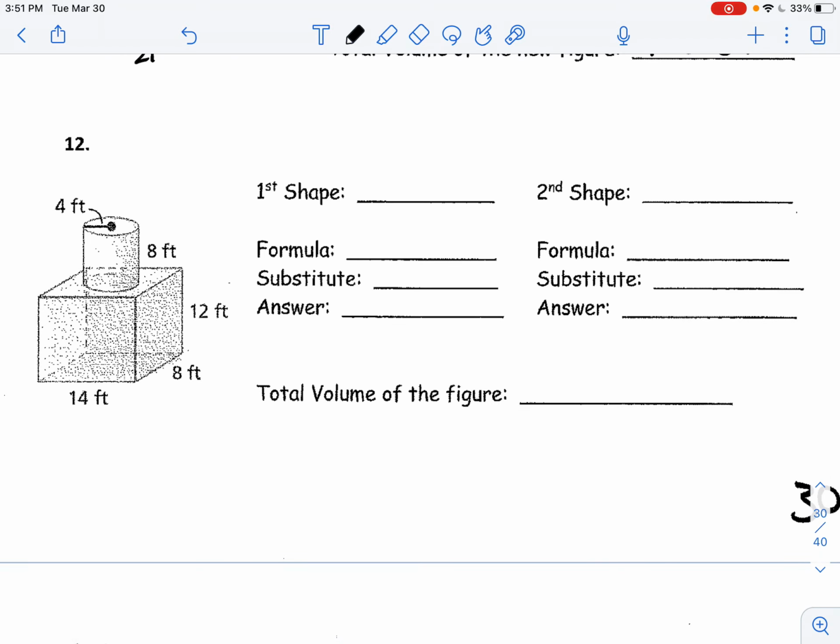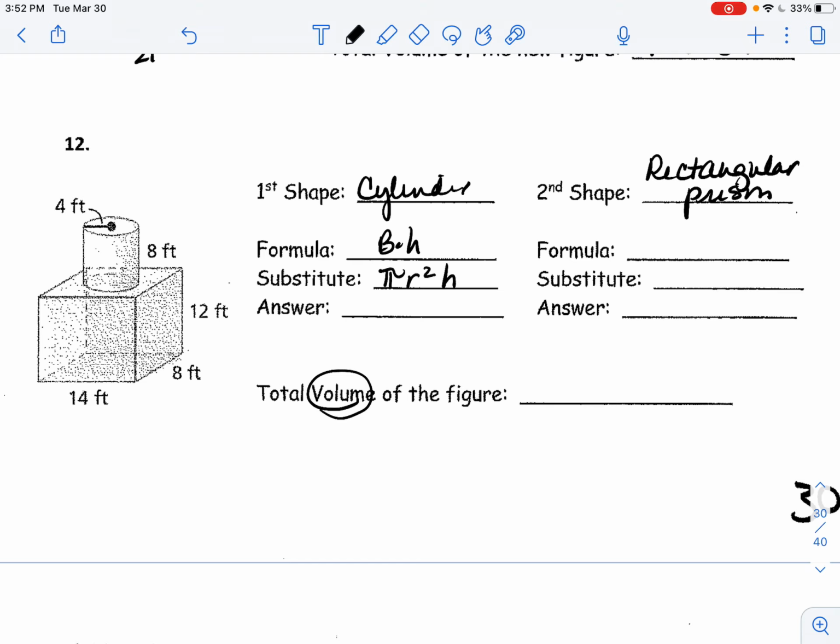And our last figure, looks like we have a toilet paper roll, or a cylinder, on top of a box or a rectangular prism. Okay, so a cylinder, and we're trying to find total volume, is base times height. And the base is a circle, so that's pi r squared times h. So pi times the radius is 4. Well, that would be a really large toilet paper roll, times the height of 8. And so 4 squared is 16. 16 times 8 would be 128 pi.